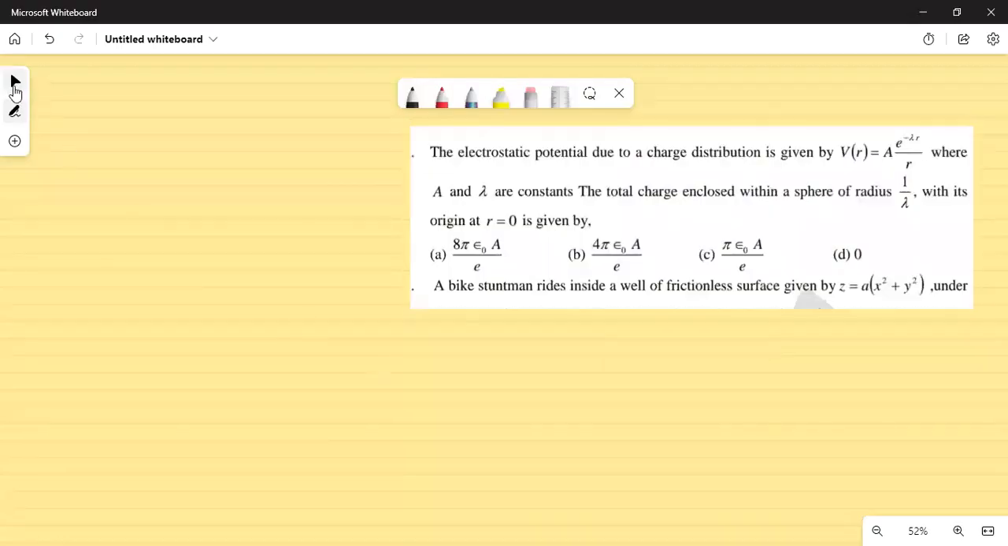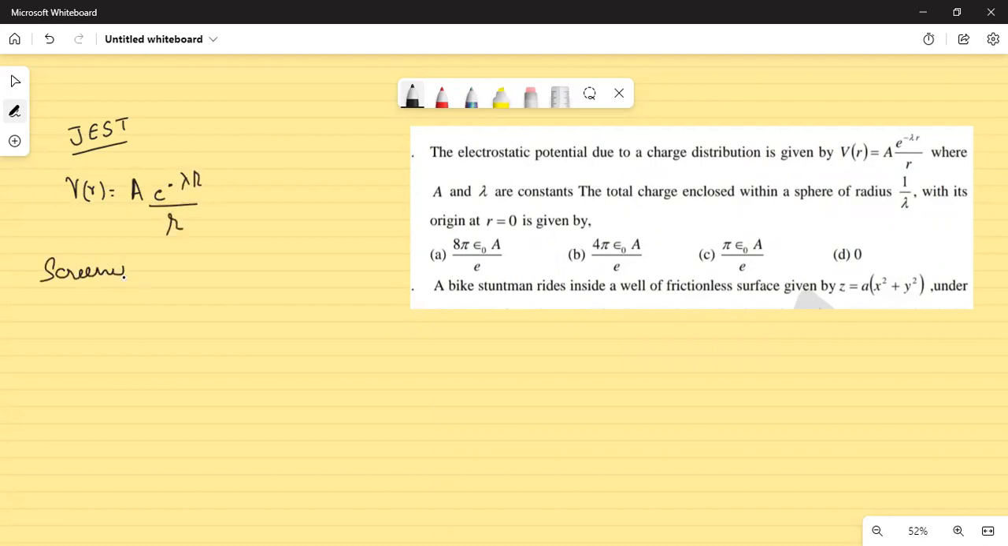Hello, in this lecture we are going to do a problem that was asked in the JEST examination 2015, and as we are doing electrostatics now, it is based on electrostatics only. This particular problem is based on a potential which is called the Yukawa potential, and sometimes also referred to as a screened Coulomb potential. And this question was asked in your JEST examination.